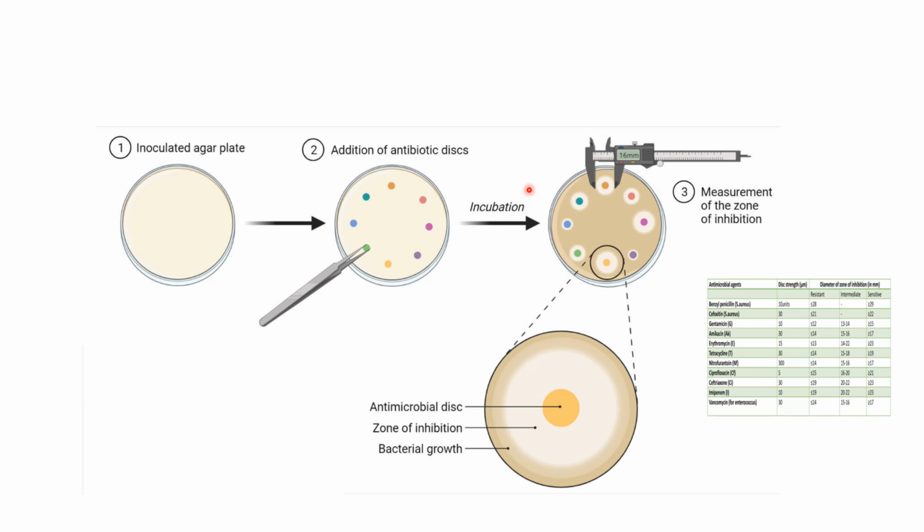After that, we will get a result or observation like this. That means in some discs we can see more zone of inhibition, and in some discs there is no or less zone of inhibition. We will measure the zone of inhibition with the help of a scale, and after that, we will compare the zone of inhibition with the standard chart. And we will interpret the result as to whether the organism is resistant, sensitive, or intermediate to that particular drug.